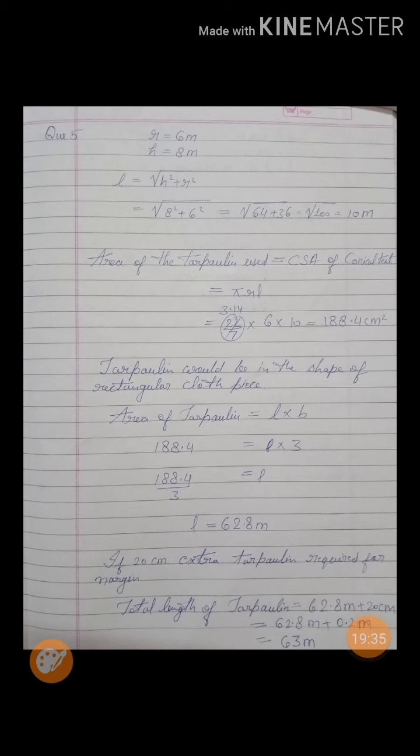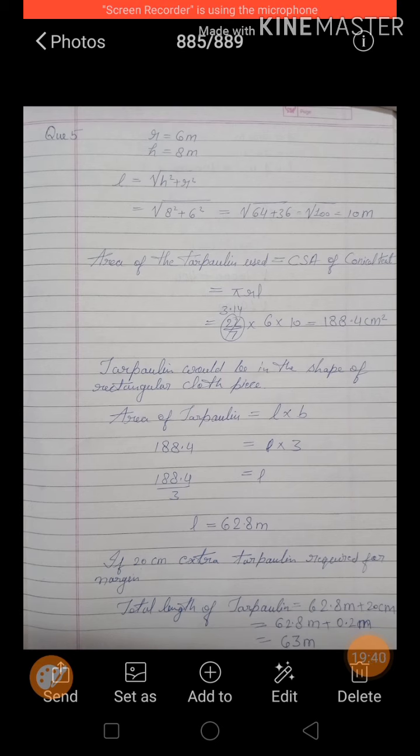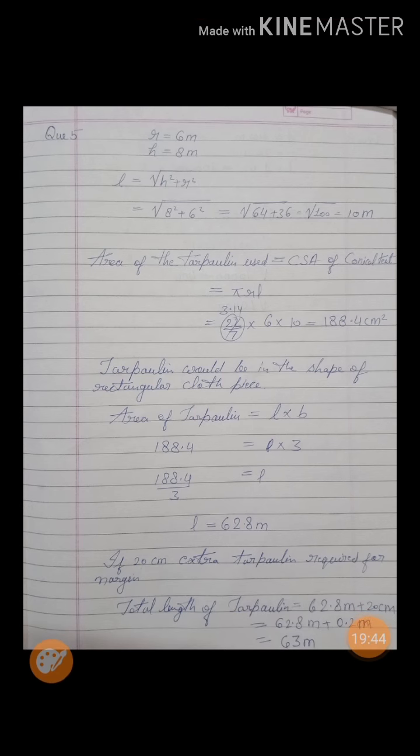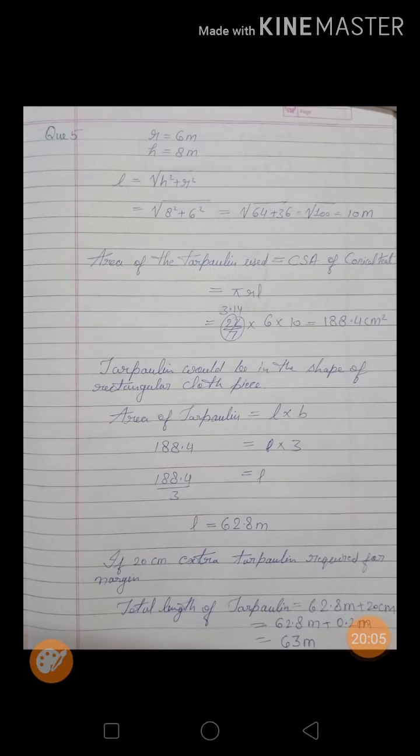So firstly, it is given that the tarpaulin means it is a cloth, a kind of cloth which is used for making a tent. So the height and base radius are given. So radius is 6 meter and height is 8 meter, and we know that the tent is in the shape of a cone, and we use the tarpaulin cloth only on the curved surface area, not at the base. So we shall find the CSA.